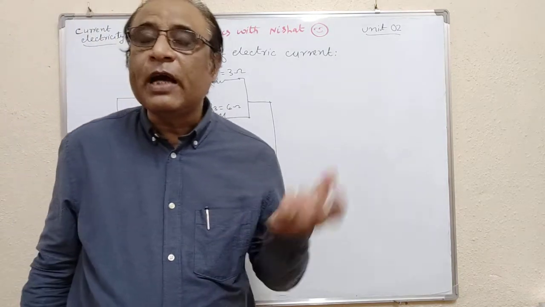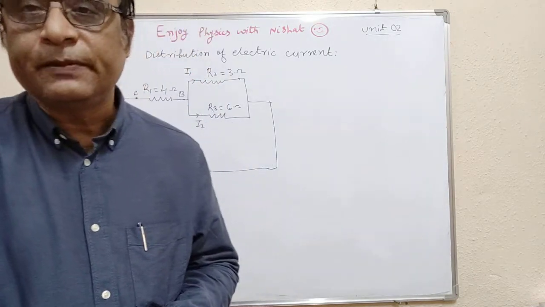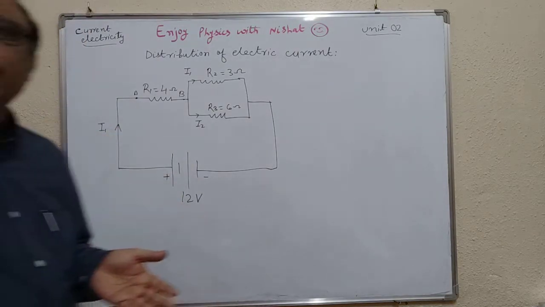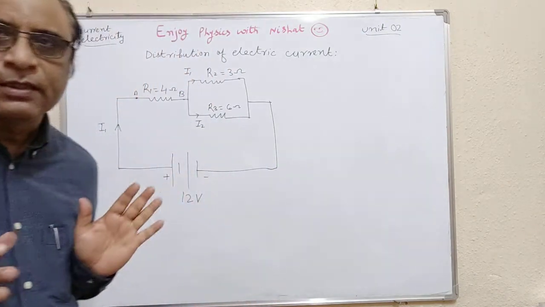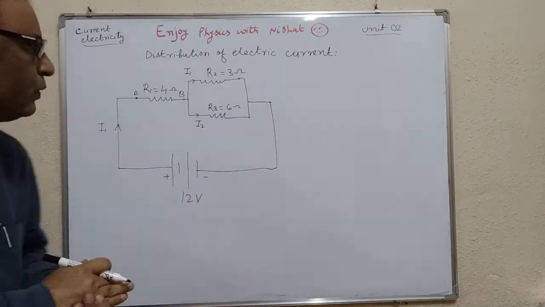How can you find out I1 and I2? A lot of mistakes are made by students. But here you can easily find out I1 and I2 current, and I will do this question in two ways. So first method I am going to do. By the first method, how can we do?